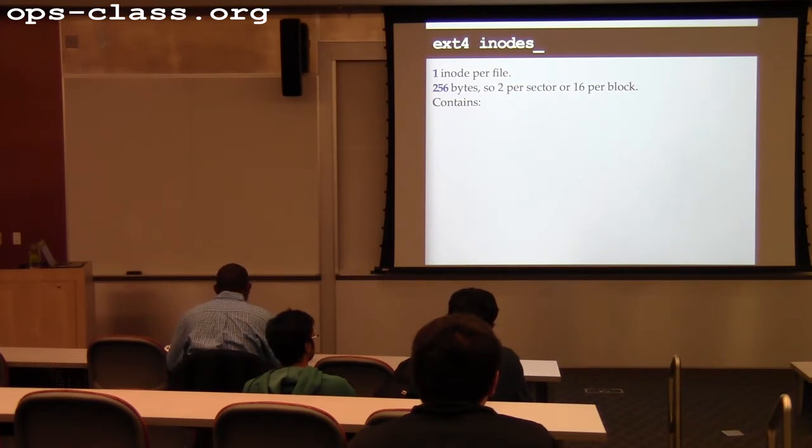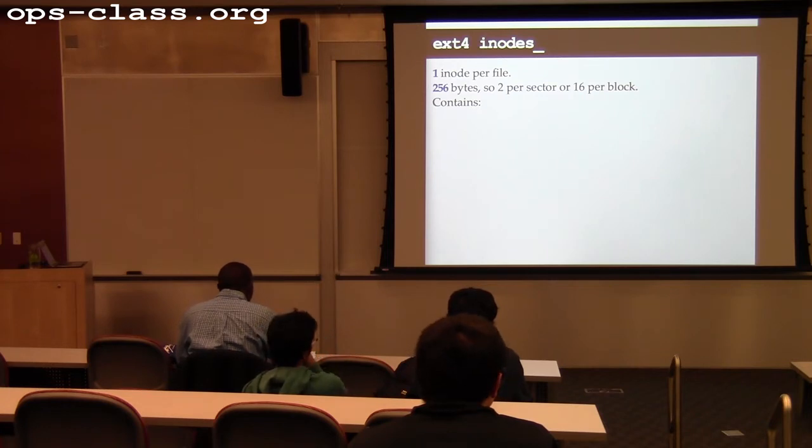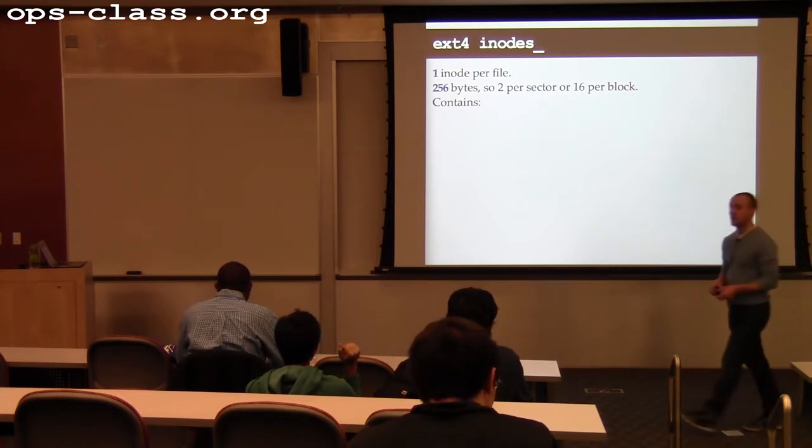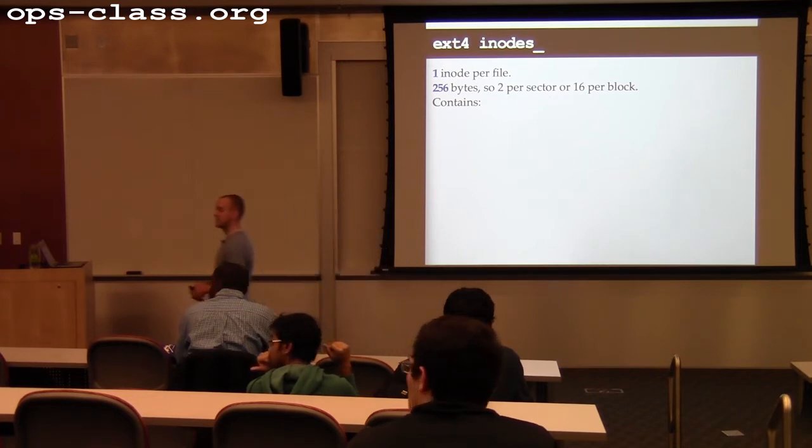But what specifically is in an inode? Navia? Yeah, so I might have some information about users and permissions, right? Something about the people who can open this file or read and write to it, right? Or some permission information.